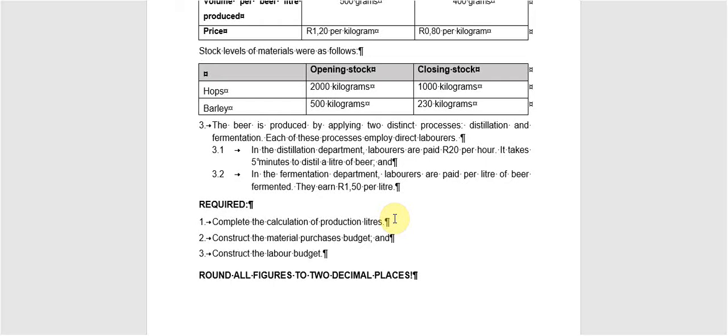In required number 1, they ask you to complete the calculation that relates to the production liters. So in this instance, because we are making beer, it's no longer called production units, but they rather call it production liters. Then in required number 2, you need to construct the material purchases budget. And in required number 3, you need to construct the labor budget.